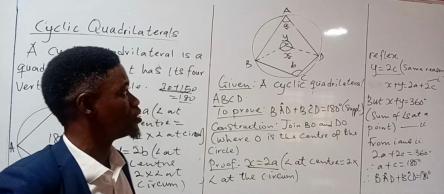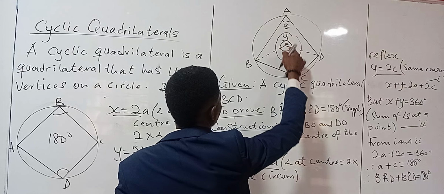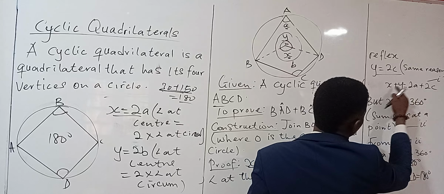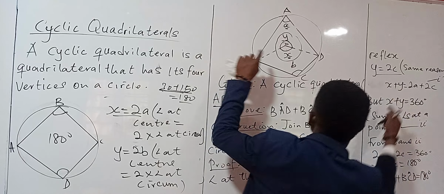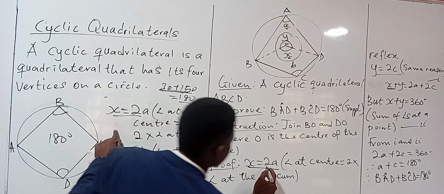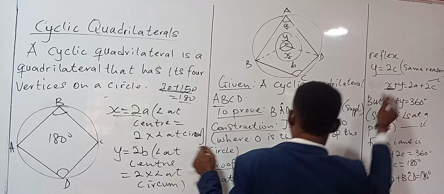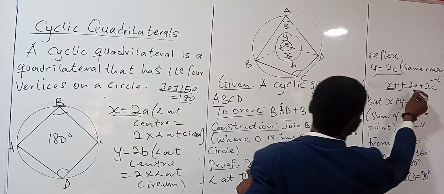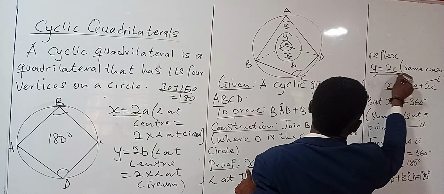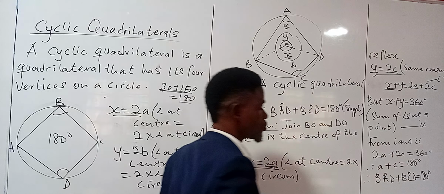And what is the next thing? By the time you now add y plus x, or x plus y, what do you get? Your x is 2a, so you put 2a here. And what is your y? Your y is 2c. So you call this one equation 1.